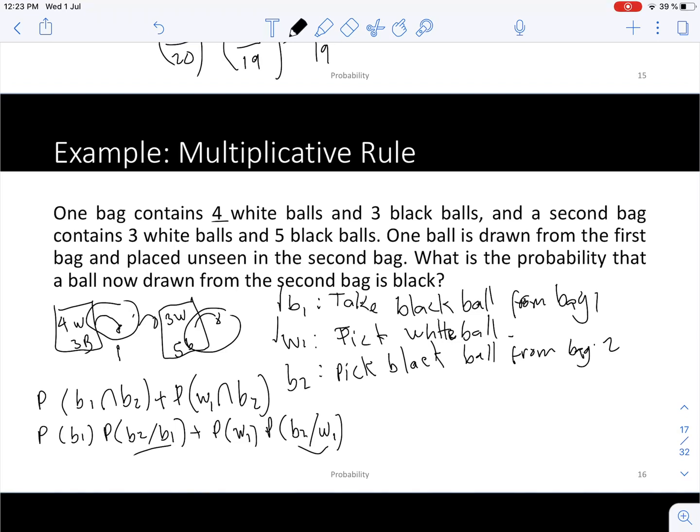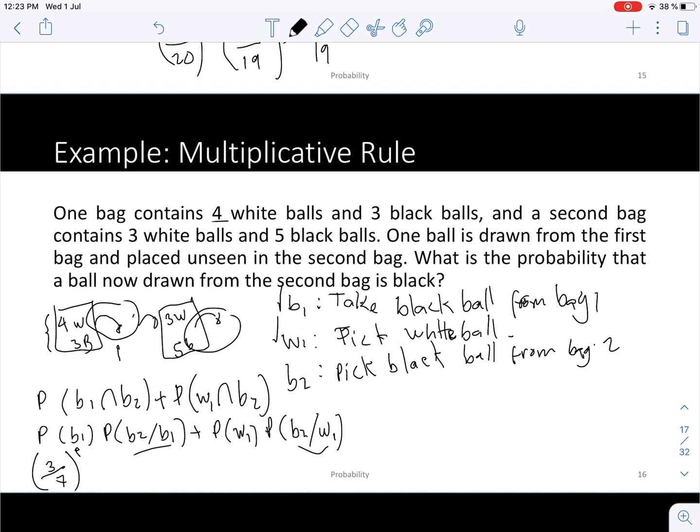So which numbers? Let's find the probability. So what's the probability of B1? The probability of B1 is the probability of getting a black ball from the first bag. So there are in total 3 black balls, right? Out of 7. There are 7 in total, 4 plus 3, 7. So that's the probability of getting a black ball from the first bag.